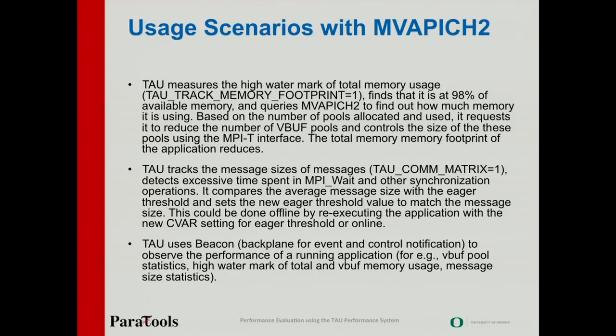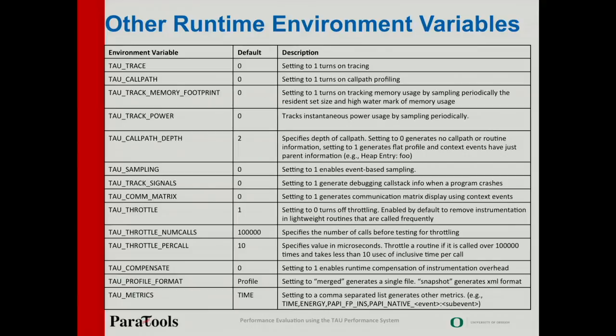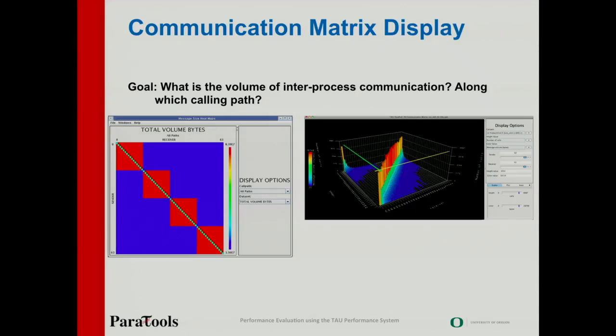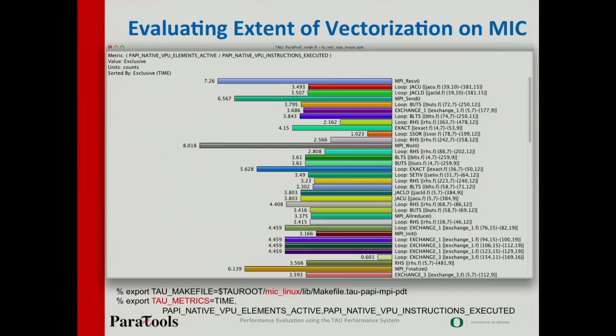and you'll be able to see a difference in the MPI wait time. You can also use TAU for online monitoring of what's happening inside MPI as the code is running by using the Beacon API and the GUI. There are many other runtime variables. I will not go into them. I mentioned comm matrix over here. There are others that you can look for memory debugging. Here are examples of the 3D display for tracking the communication.